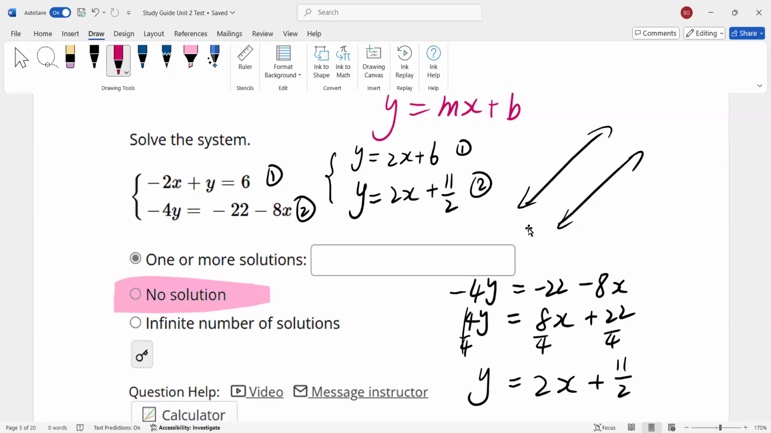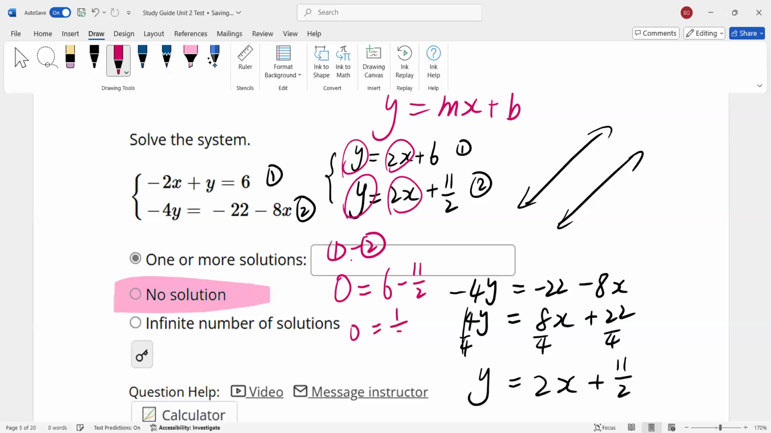You're going to have a contradiction. Oh, I didn't solve it, I just had the idea. If you use equation 1 minus equation 2, let me know if I understand you correctly. This part is the same, right? If we use equation 1 minus equation 2, we would have 0 on the left side, and on the right side 6 minus 11 over 2, which is a half. Isn't this a contradiction?